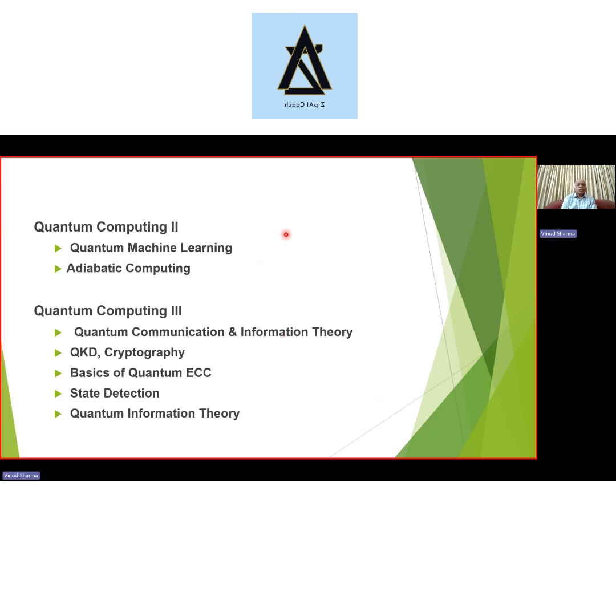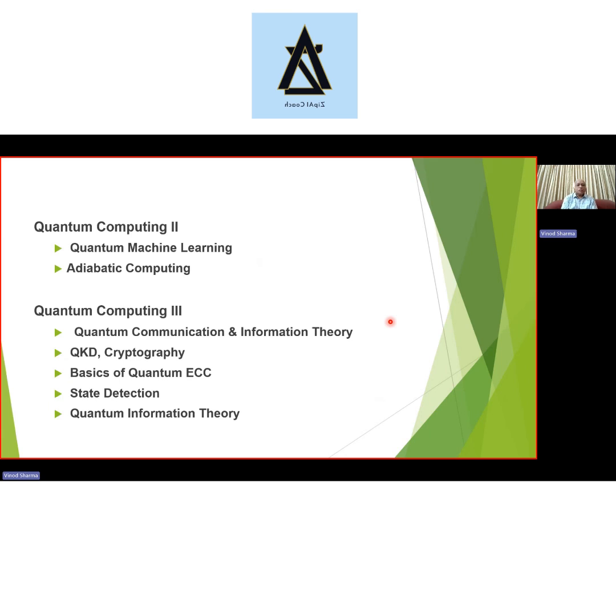In quantum computing 2, we will discuss quantum machine learning algorithms and something called adiabatic computing, which is a different mode of computing in quantum systems than what we are talking about in quantum computing 1 using gates. So that will also be discussed. And adiabatic computing has become increasingly popular because adiabatic computers are available on a larger scale than quantum gate computers.